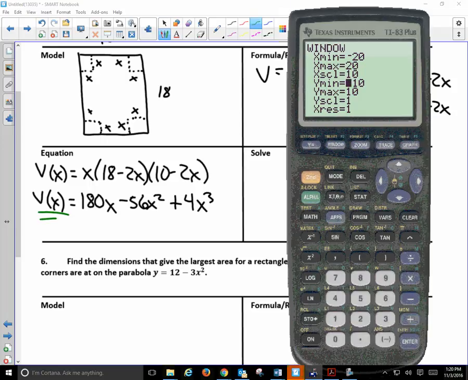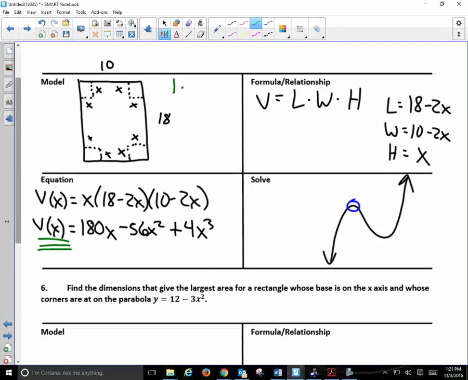The volume. See, this is my Y value, the volume. So let's just take a sample number and see what the volume would be. How much would you like to cut off? 1? Okay. So if we cut off 1, that would be the height. What would then be the length? 16. What would then be the width? 8. And 16 times 8, so 128.